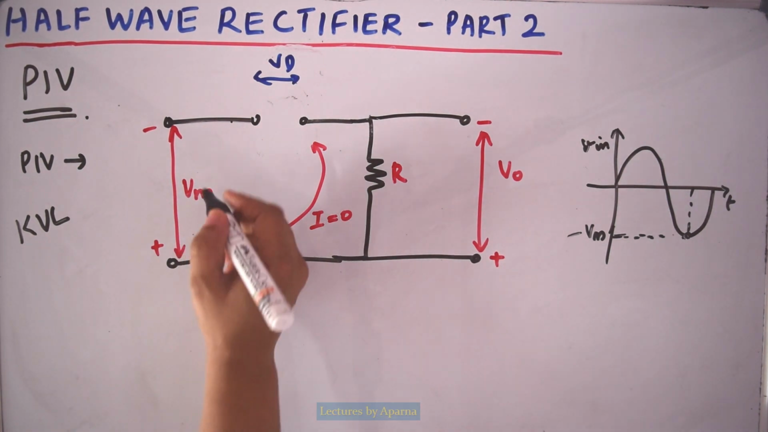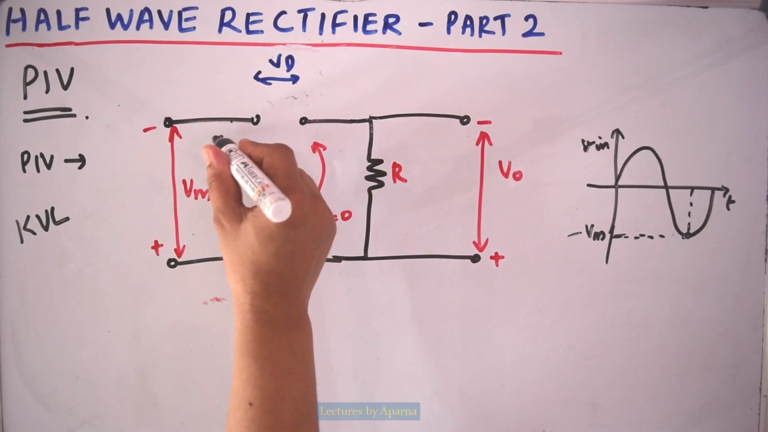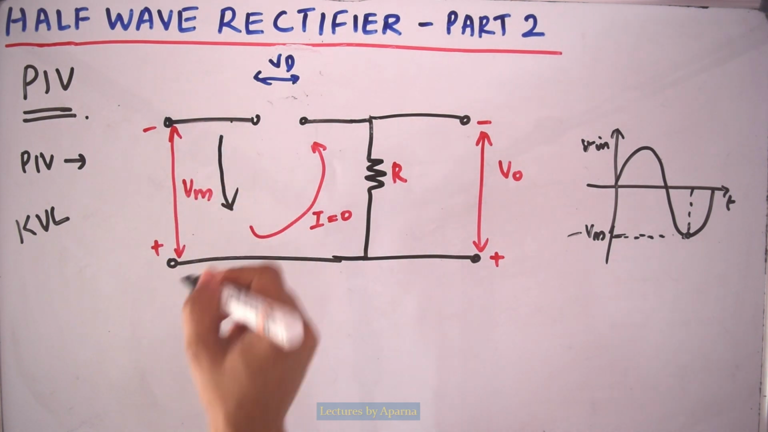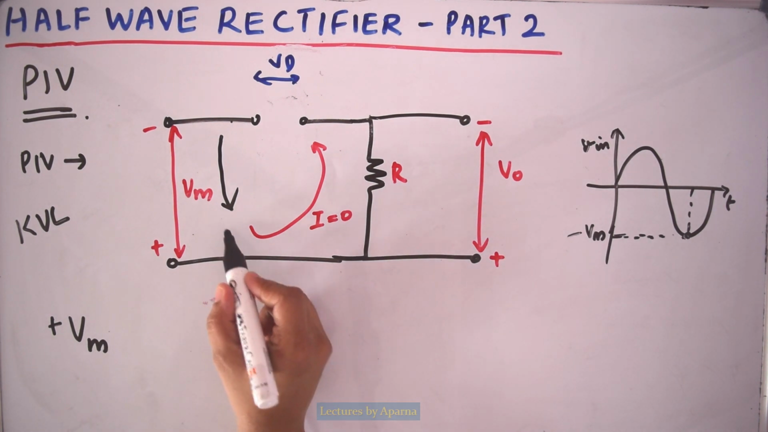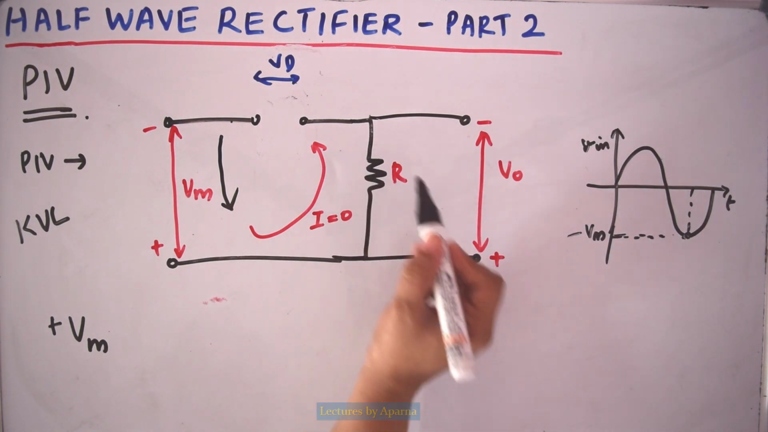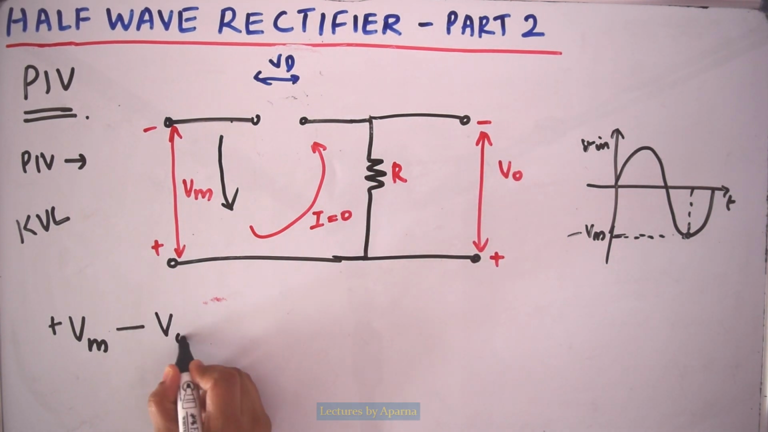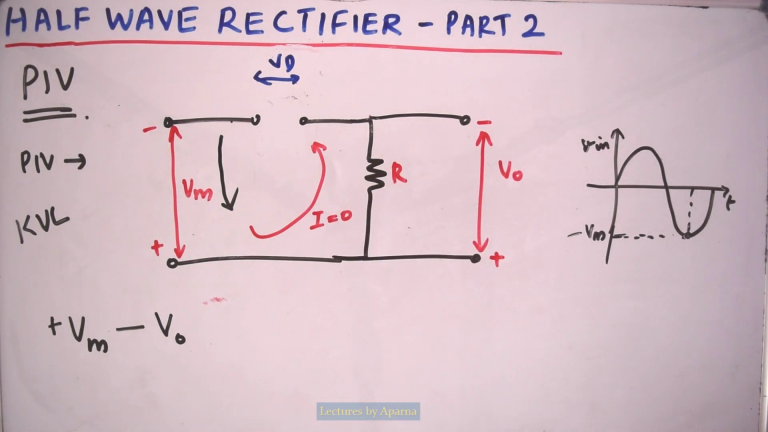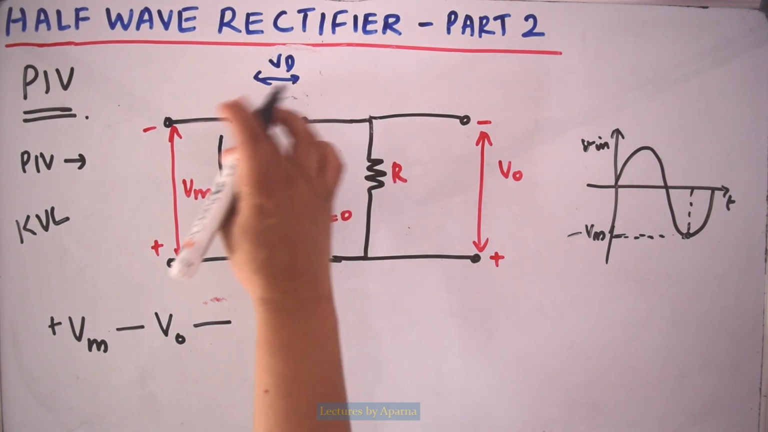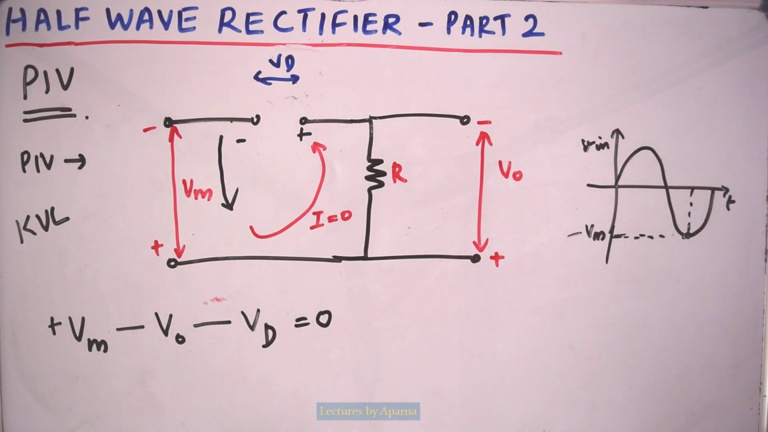So let's write the equation. While going in this direction, when going here, you are going from a negative to a positive potential. So it is an increase in potential, so this will be plus Vm. Now when you reach here, it is a decrease in potential because you are going from plus to minus, so it will be minus of V0. V0 is the voltage appearing across this resistor. Then it will be a decrease in potential, minus this Vd. This will be equal to 0.